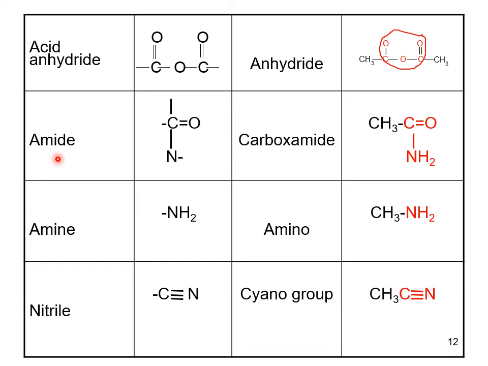Amide. The class of compound is amide, and the functional group name is carboxylamide. The structure is C double bond O, N, so we need to circle C double bond O, NH2. Amine with the structure NH2, the functional group is amino, so we circle NH2. Nitrile, C triple bond N, the functional group name is cyano group, so we need to circle the C triple bond N.